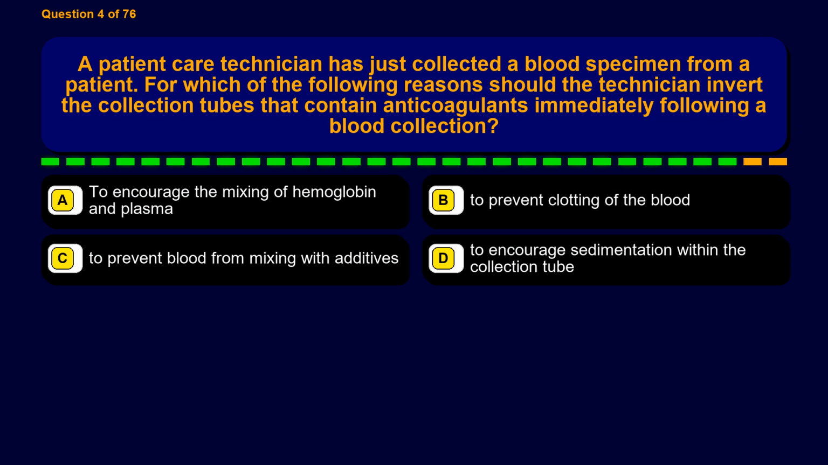Question 4. A patient care technician has just collected a blood specimen from a patient. For which of the following reasons should the technician invert the collection tubes that contain anticoagulants immediately following a blood collection? Option A. To encourage the mixing of hemoglobin and plasma. Option B. To prevent clotting of the blood. Option C. To prevent blood from mixing with additives. Option D. To encourage sedimentation within the collection tube.